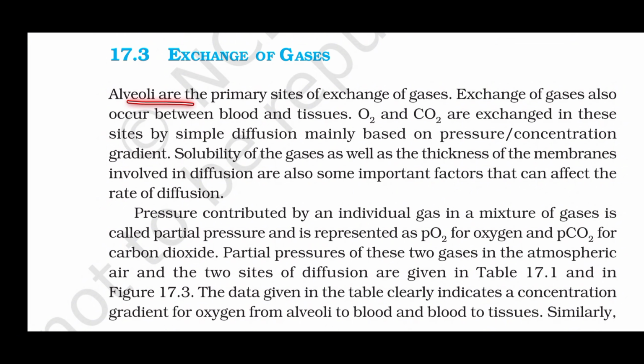Exchange of gases. Alveoli are the primary sites of exchange of gases. Exchange of gases also occurs between blood and tissue. O2 and CO2 are exchanged in these sites by simple diffusion, mainly based on pressure or concentration gradient. Solubility of the gas as well as the thickness of the membranes involved in the diffusion are also some important factors that can affect the rate of diffusion. Pressure contributed by an individual gas in a mixture of gases is called partial pressure and is represented as PO2 for oxygen and PCO2 for carbon dioxide.